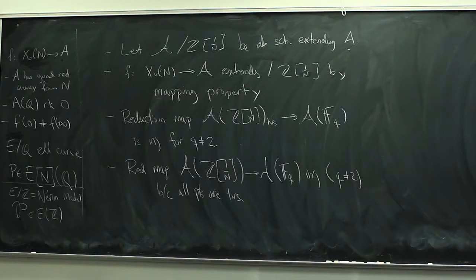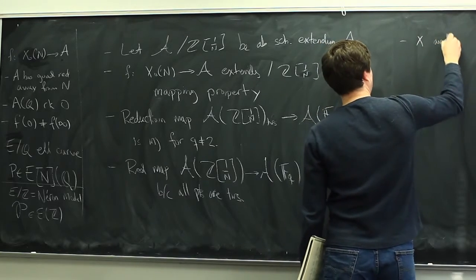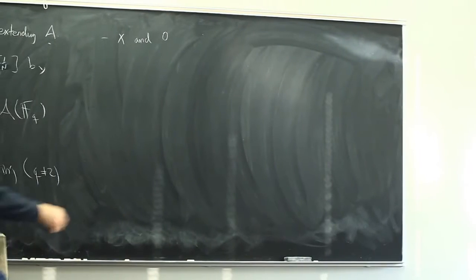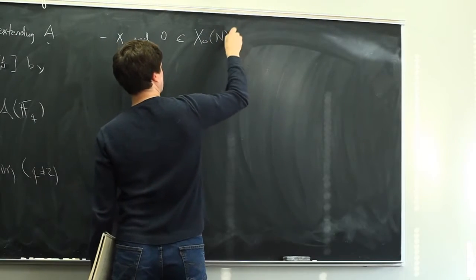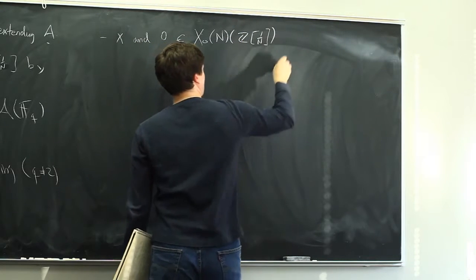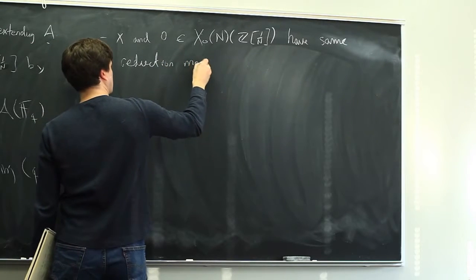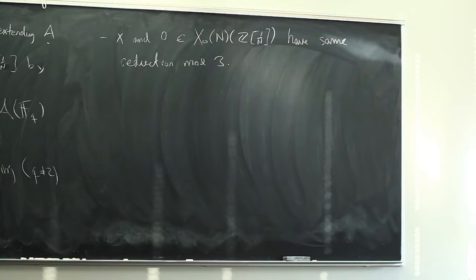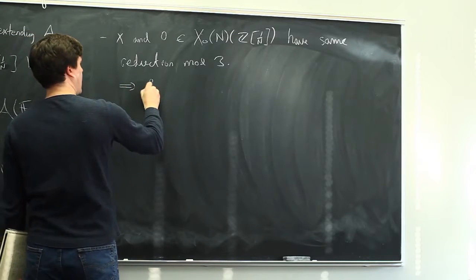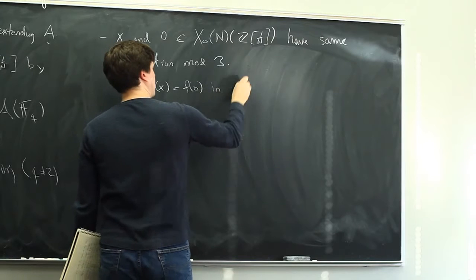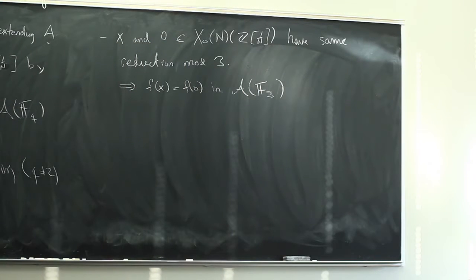Okay, so here's the cool part of the argument. So x and the cusp 0, these are two Z[1/n] points of X_0(n). They have the same reduction mod 3. And that's because we showed that the curve E has bad reduction at 3, and the level structure didn't land in the identity component. Right? And that corresponds to the cusp 0. So this means that if you look at f of x, this is equal to f of 0 in A of F_3. Just because the diagram commutes. I mean, you can apply f and then reduce, or reduce and apply f.